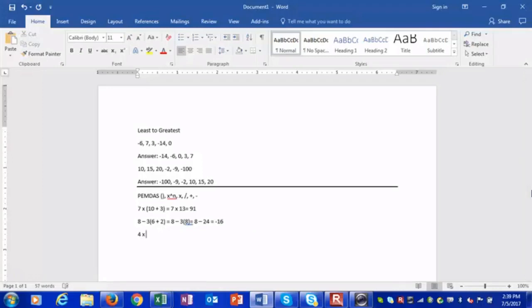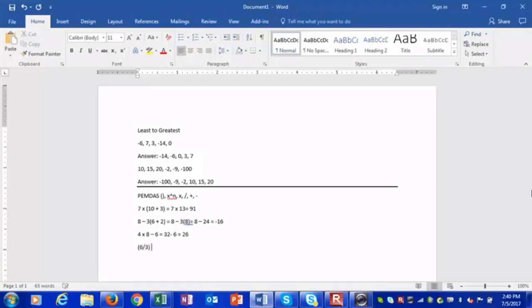4 times 8 minus 6. Which goes first, multiplication or subtraction, according to PEMDAS? Multiplication goes first. 4 times 8 is just 32 minus 6. Last operation left is subtraction. 32 minus 6 is just 26. Okay?